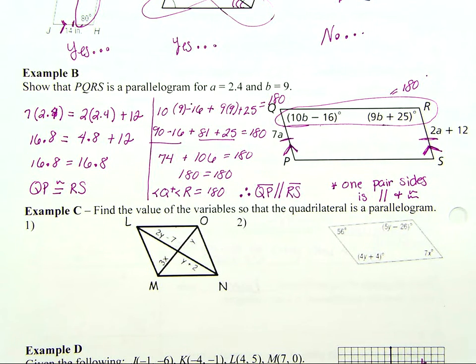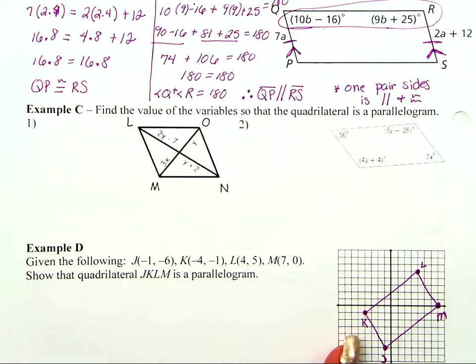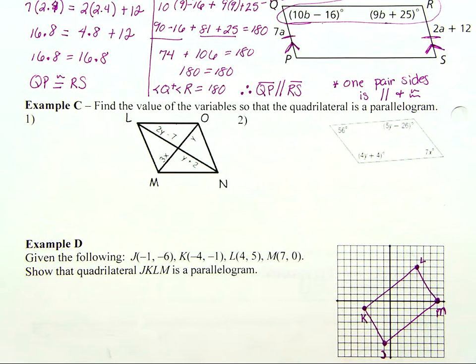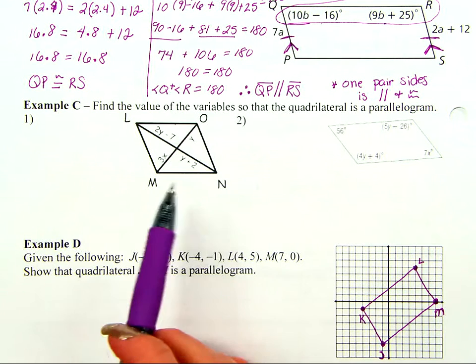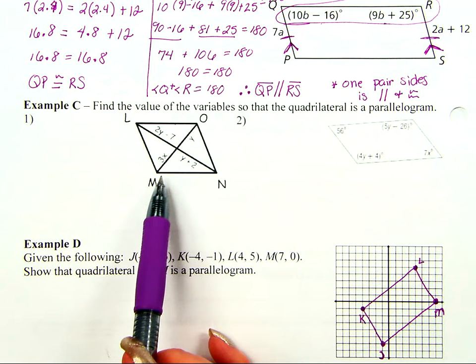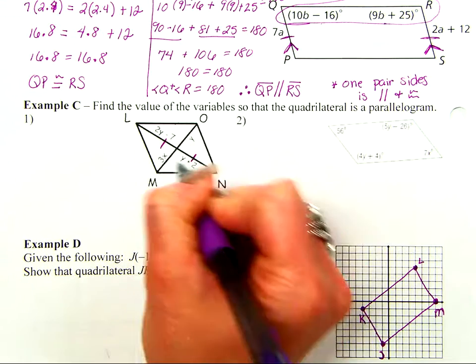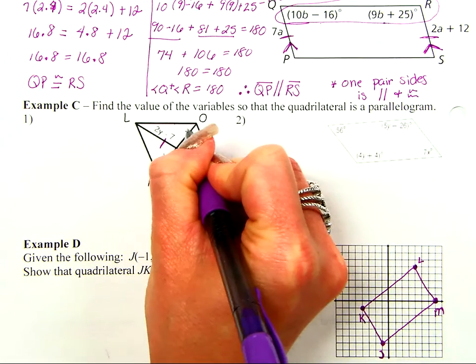Now they're also going to ask you to do a little bit of solving. So in example C, they're asking me to find the value for the variable so that it would make my quadrilateral a parallelogram. And as I look at example C number 1, if I wanted this figure to be a parallelogram, what would have to be true? Well, showing my diagonals, I know that the diagonals need to bisect each other, meaning that this side and this side would have to be congruent, likewise this side and this side.